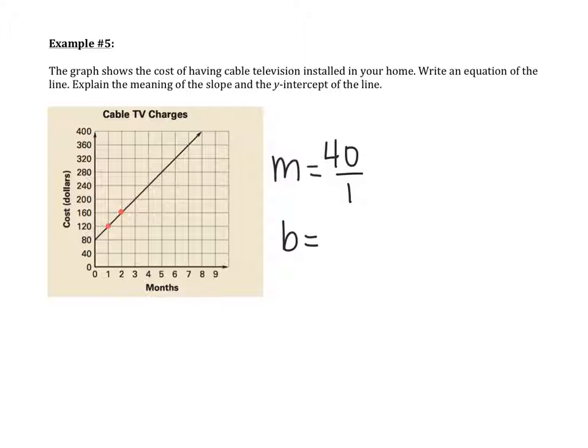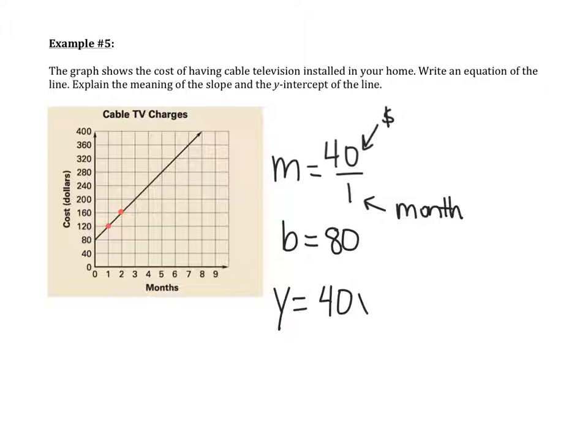And notice when I counted up 40, that was dollars. So my top number represents dollars. And when I went over 1 horizontally, that represented months. So the top number represented cost, the bottom number represented months. When I find my y-intercept, that is the place where the graph hits the y-axis. So that would be right here. So my y-intercept in this case would be 80. So my equation would be y equals, I'm just going to leave it as 40x, because 40 over 1 simplified is 40, 40x plus 80.